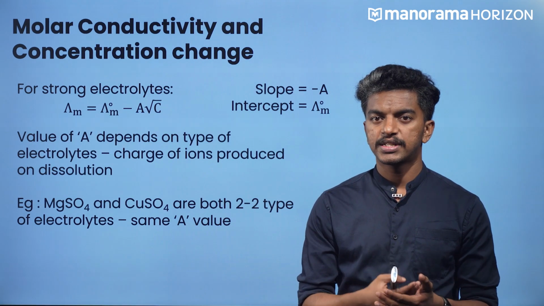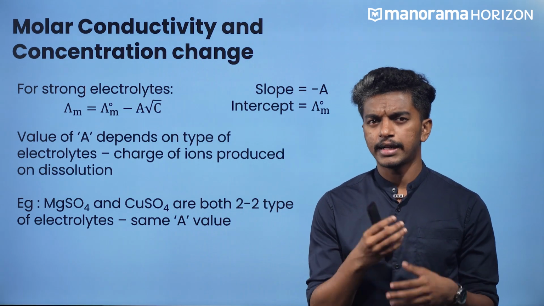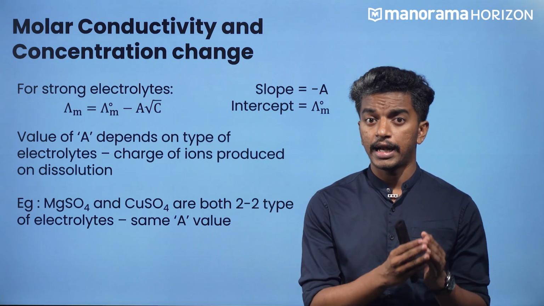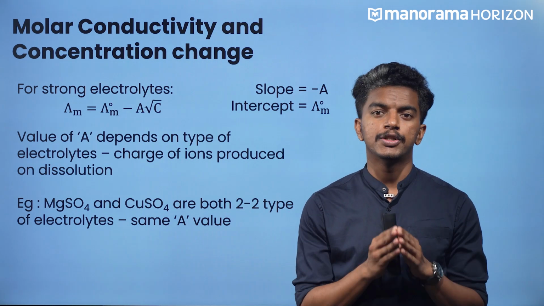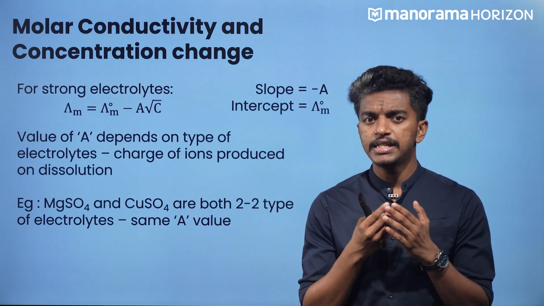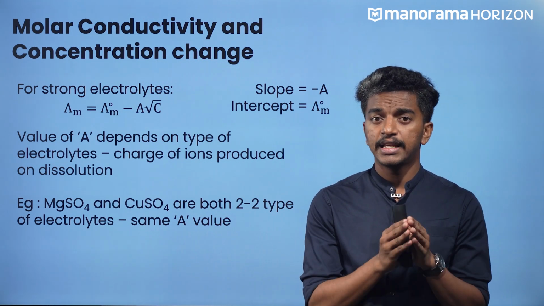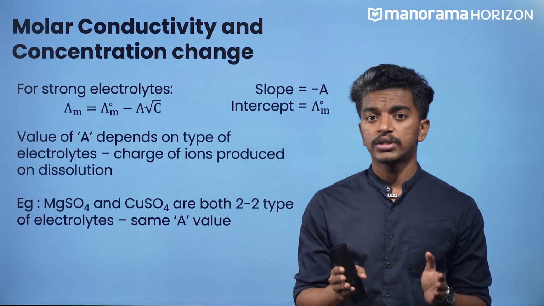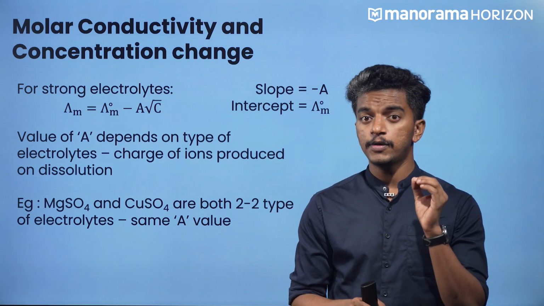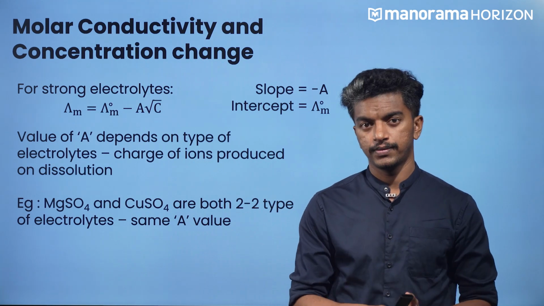The value of the constant A for a given solvent at a temperature depends on the type of electrolyte, that is, the charges on the cation and anion produced by the dissociation of the electrolyte in the solution. For example, magnesium sulfate and copper sulfate have the same A values since they both are examples of 2,2 type of electrolyte, meaning the ions have the same charges in both the compounds.